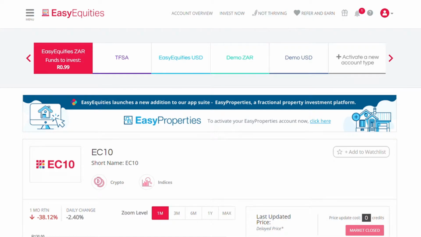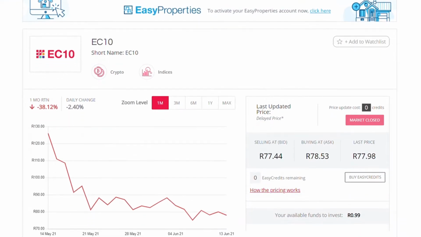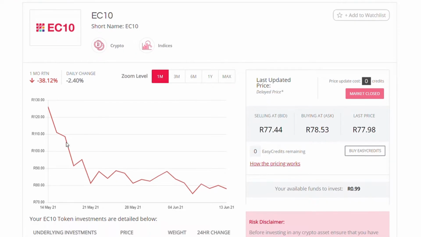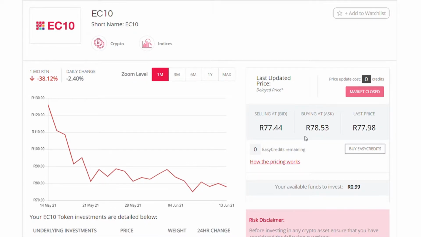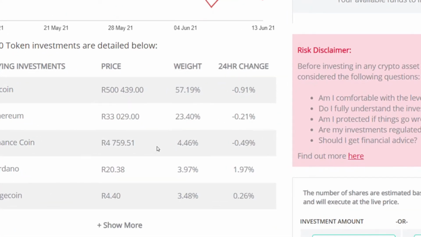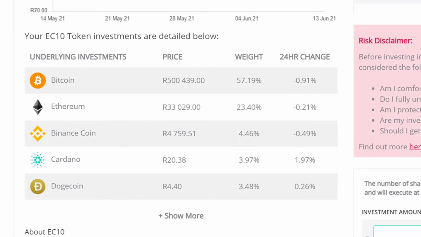Now, we all know that this is how EasyEquities presents their shares, their instruments. We have the standard performance over the last few days, the last month, 3 months, 6 months, etc. And we have the price per share, if you want to call it that. Now, what is EC10 exactly? Well, in order to understand that, we're going to come over here and it shows you the underlying investments.